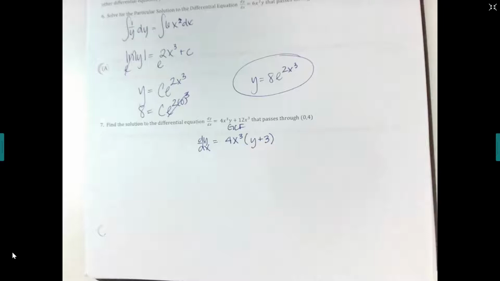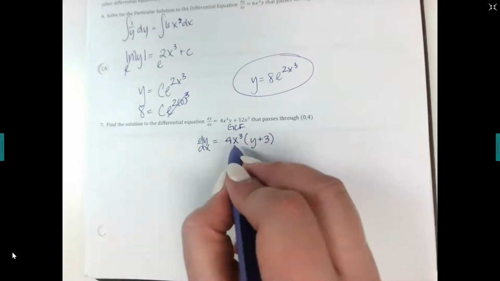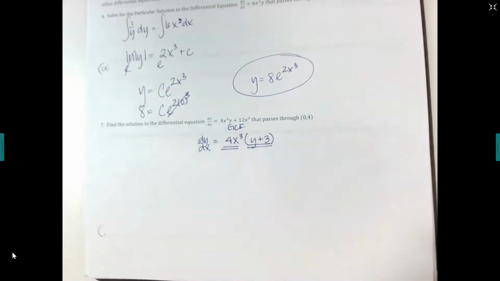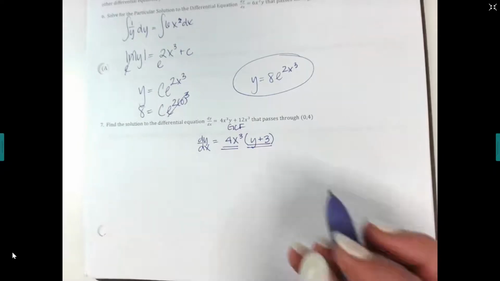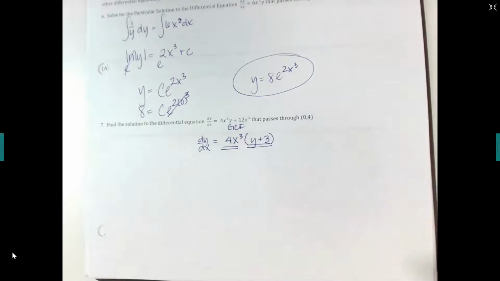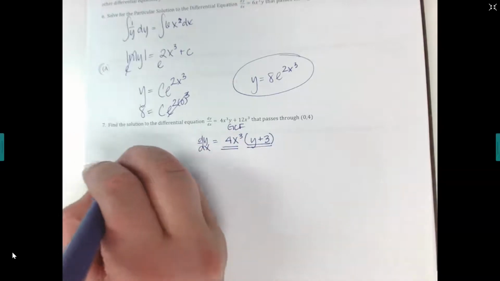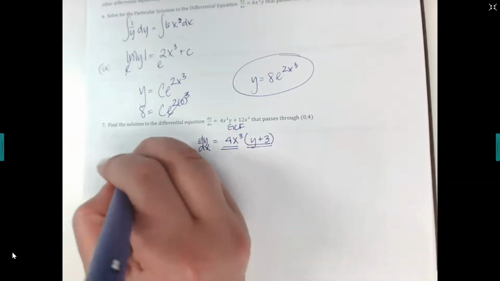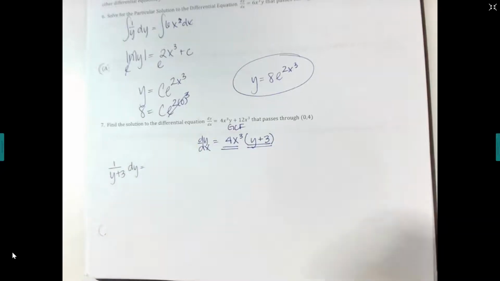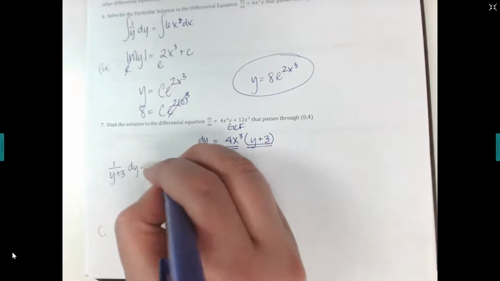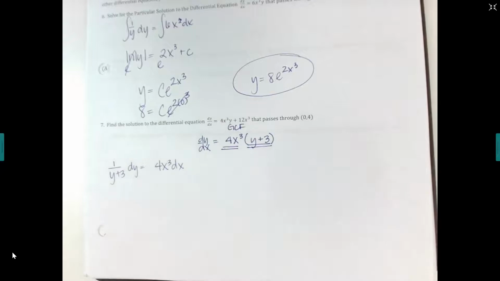Now I can separate. But I can separate because my x and y stuff are multiplied. That's what counts as separable, okay, or divided. So when I get rid of my y plus 3, where does it end up? Okay, 1 over y plus 3 dy equals 4x cubed dx. Then I have to do an integral on both sides.